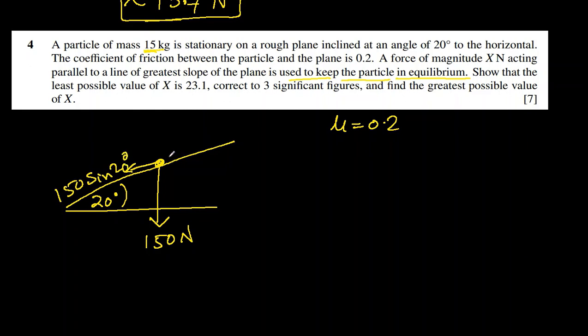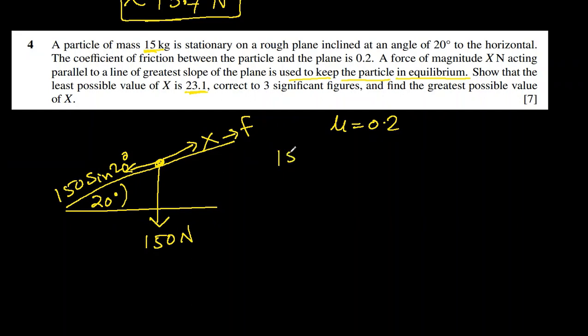Now we are trying to stop it. They're saying show that the least possible value of x is 23.1. When will it be least possible? When friction is in this direction. That means you apply such a little force that friction is already trying to stop it. You just add to that friction and make it stop. This is the situation when you get the least value for x. And let's substitute and we'll get it.